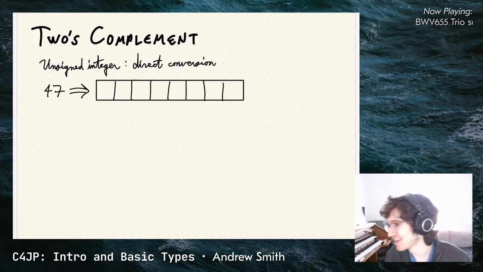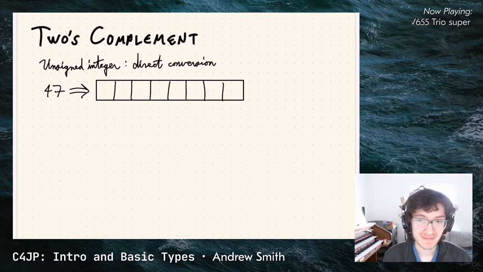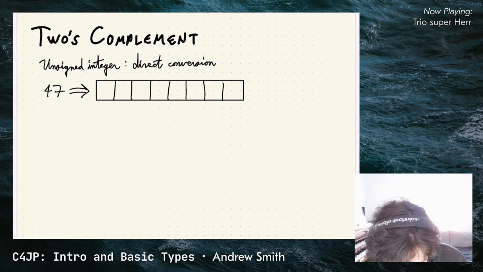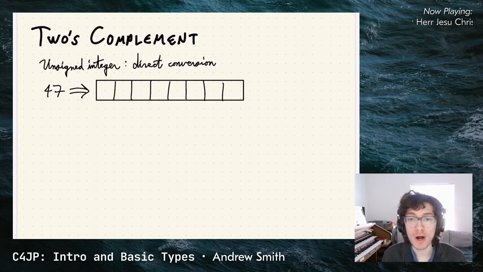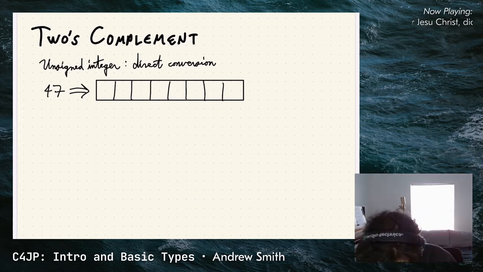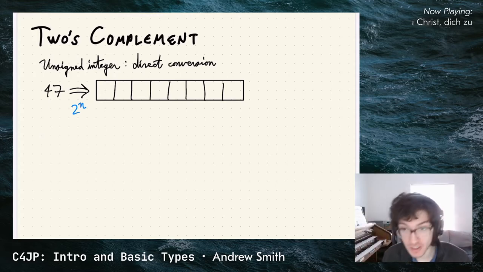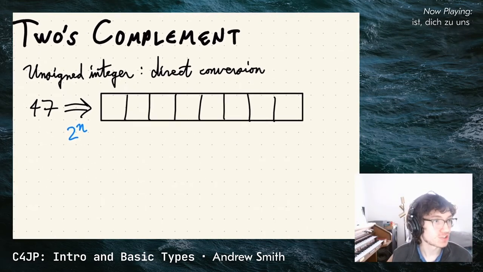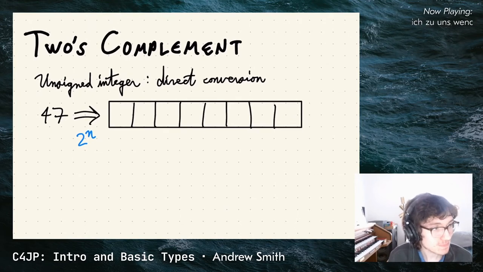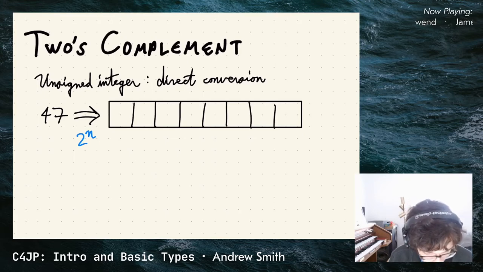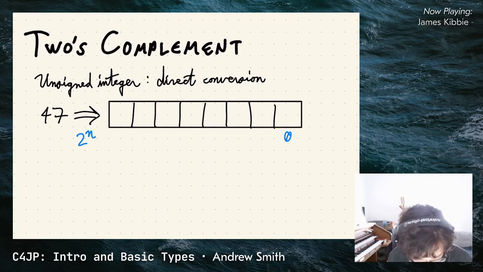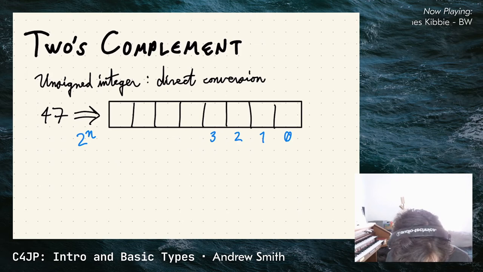Anyway, let's write the value 47 as an 8-bit binary integer. Now in binary, you may remember that every bit, every 0 or 1 in our binary number, corresponds to a single power of 2, which we'll denote here as 2 to the n. And let me zoom in just a little bit here so it's easier for you to see. Now we're going to start on the left with the place value 2 to the 0. So this is going to be 2 to the 0th. And then we work up from there. So this bit is 2 to the 0th, 2 to the 1st, 2nd, 3rd, etc., 4th, 5th, 6th, 7th.